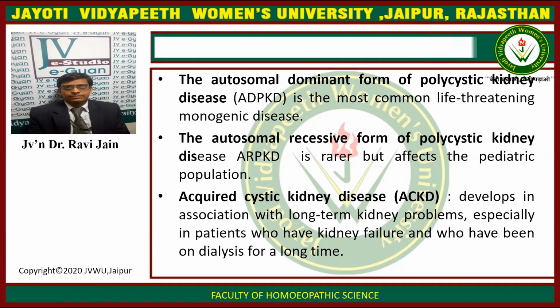Acquired cystic kidney disease develops in association with long-term kidney problems, especially in patients who have kidney failure and have been on dialysis for a long time. Acquired means it develops later in life. It happens because of some other kidney disorder, especially chronic kidney failure, in which the patient is on regular dialysis in hospitals, due to which the patient develops acquired cystic kidney disease, ACKD.